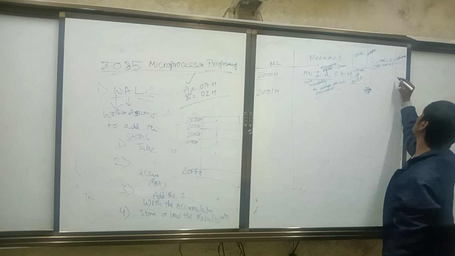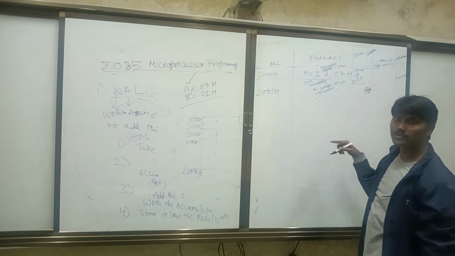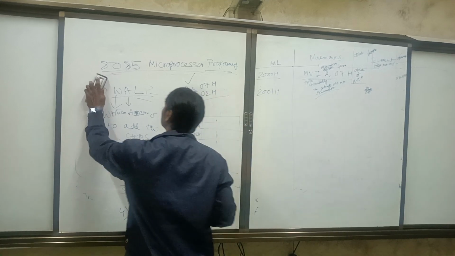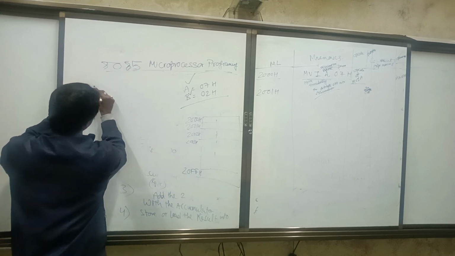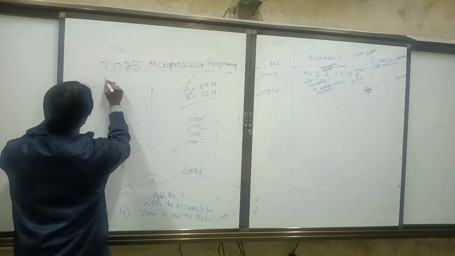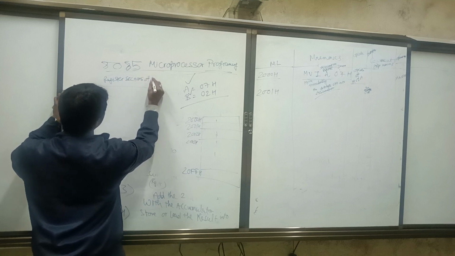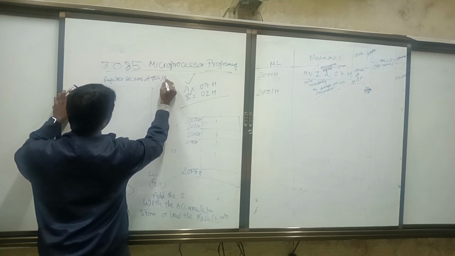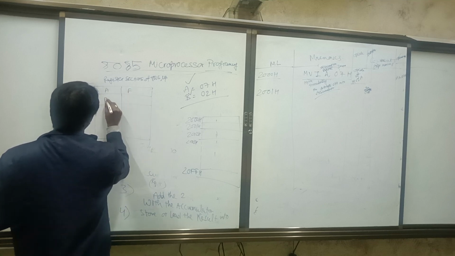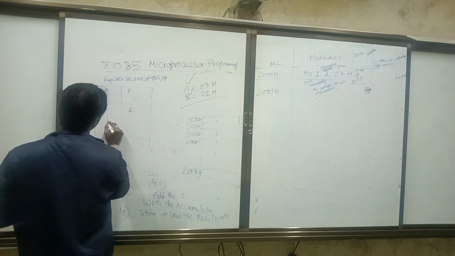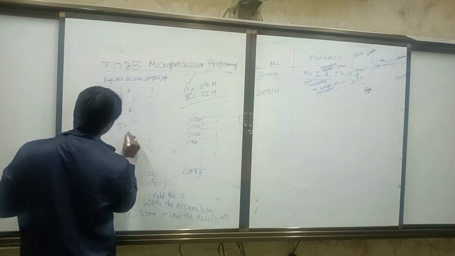Now the operation: here you will get A equals 07H. Now if I show you the register section of the 8085 microprocessor, this is AF, this is B, C, this is D, E, H, L, and then these are the two, SP and PC, right?